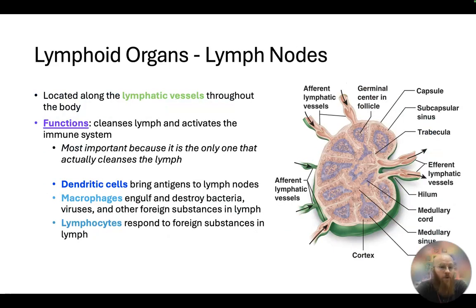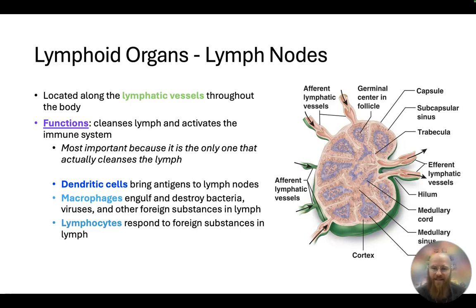All right, so let's start with the lymph nodes. Those are key players. Those are your little checkpoint filters. So let's make sure that we understand what these are and what they do. They happen to be located along the lymphatic vessels throughout the body. The function of this is to cleanse the lymph fluid and to activate the immune system when necessary. This is most important because it is the only way in which we can actually cleanse the lymph fluid. Okay, so this is a very, very important part to this. That's why you have so many of these checkpoints along all of your lymphatic vessels.